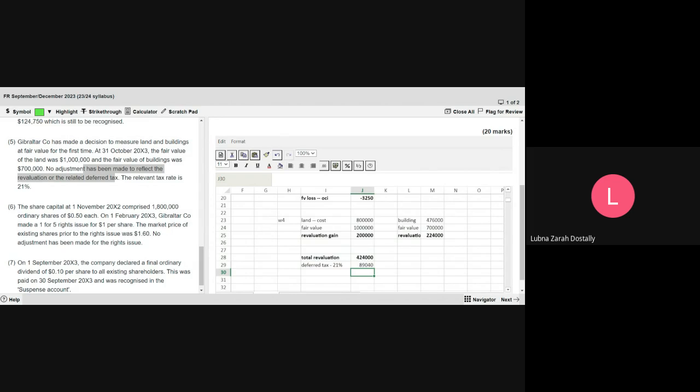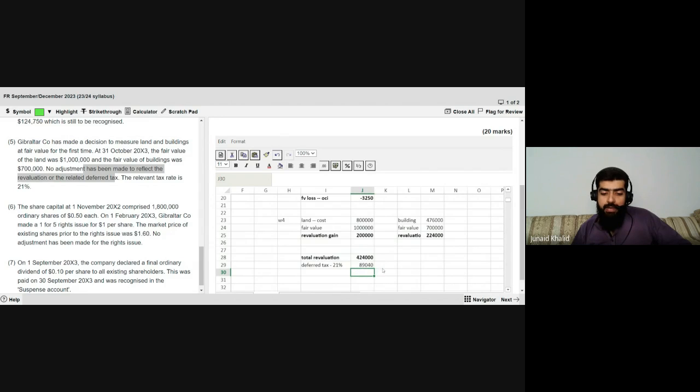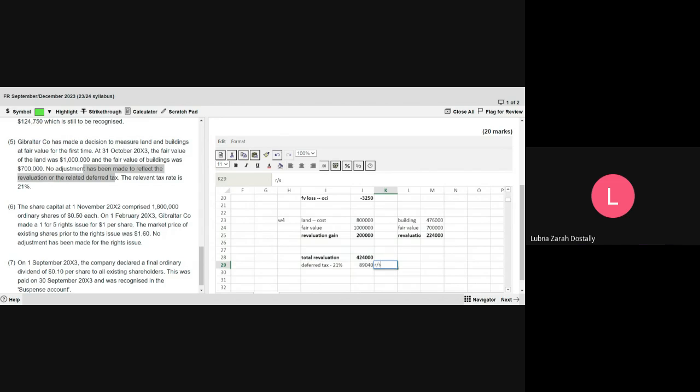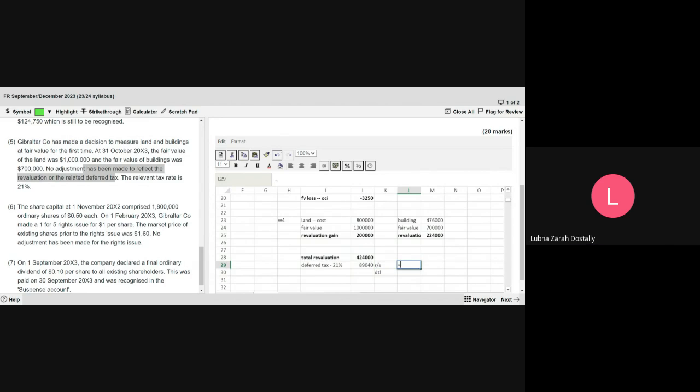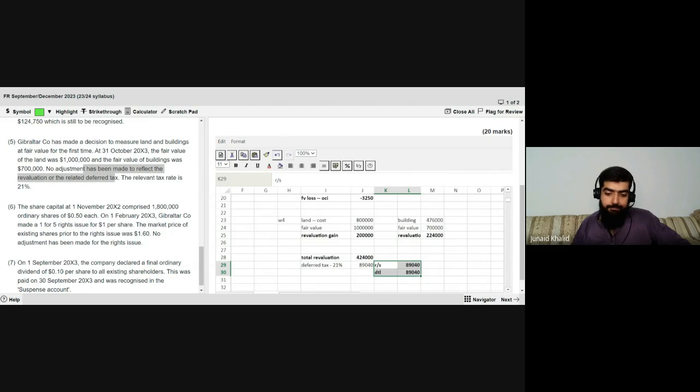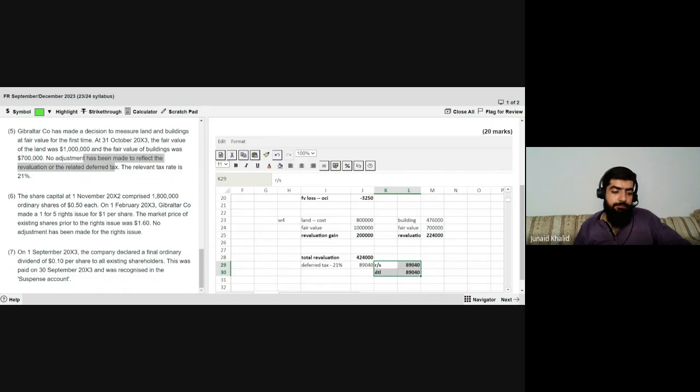Now, if I make the entry of this, what would the entry be? Revaluation surplus debit and deferred tax liability credit. Am I right? Is this entry correct? Yes. Are you getting the point? Okay, now let's move on towards the sixth requirement.